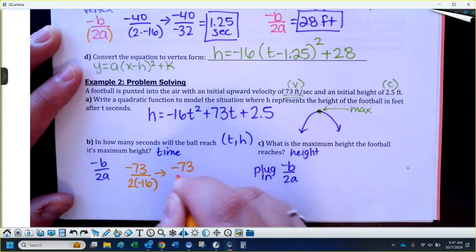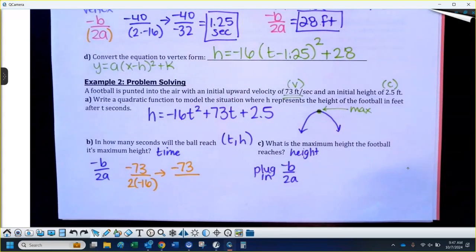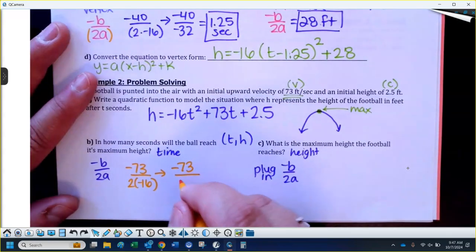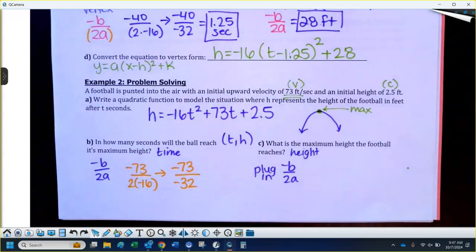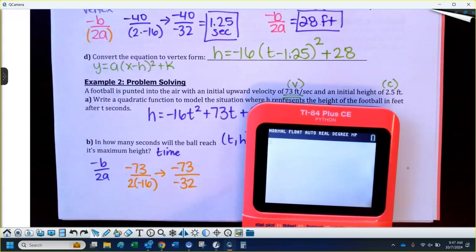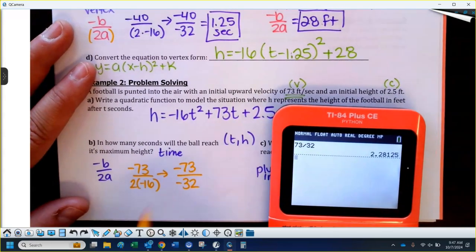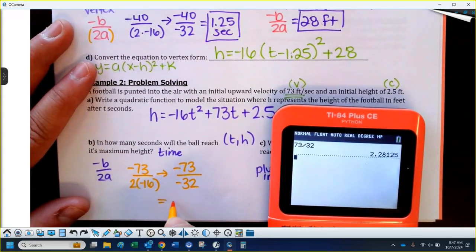So almost all these questions, if you're working with this formula, the bottom of that fraction should be negative 32. So I usually just write that in so that way I don't make a mistake. So the 73, I'm going to divide that by 32. The negatives will cancel out. And you guys can see I didn't get the greatest number here.